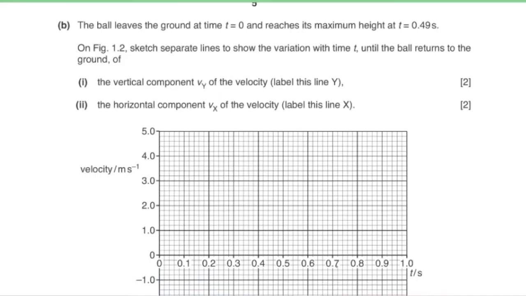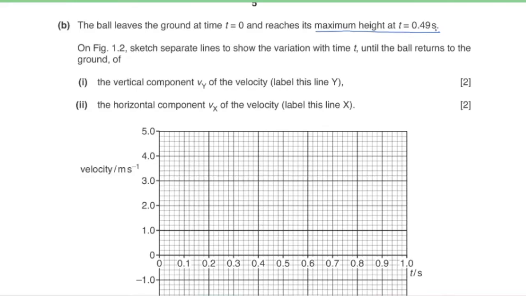Part B. The ball leaves the ground at time t equals 0 and reaches its maximum height at t equals 0.49 seconds. On figure 1.2, sketch separate lines to show the variation with time t until the ball returns to the ground of part 1, the vertical component of the velocity.